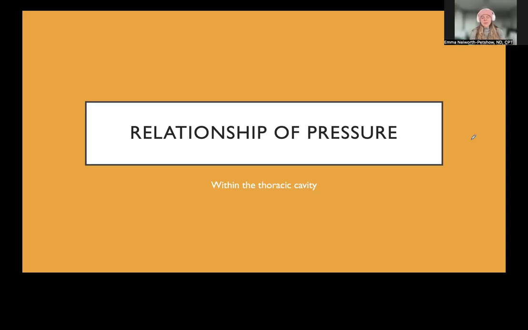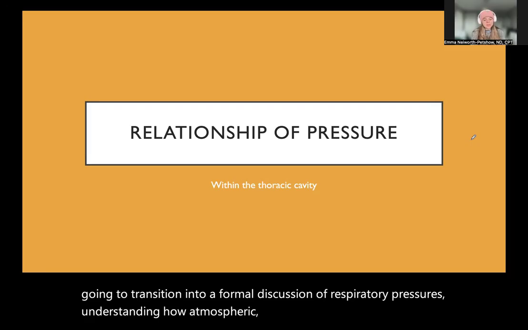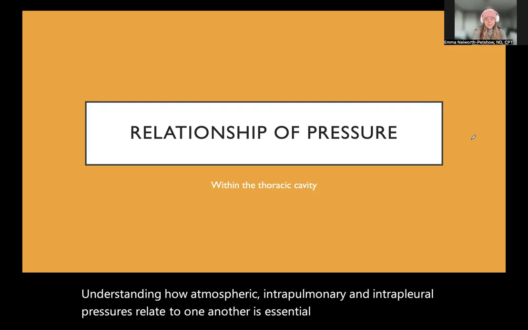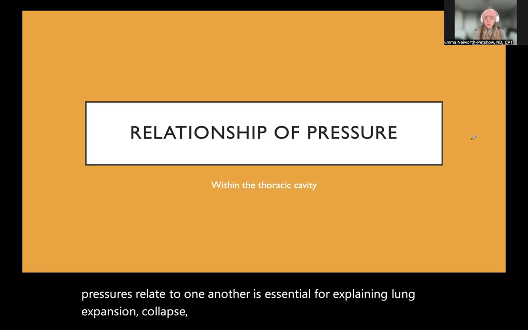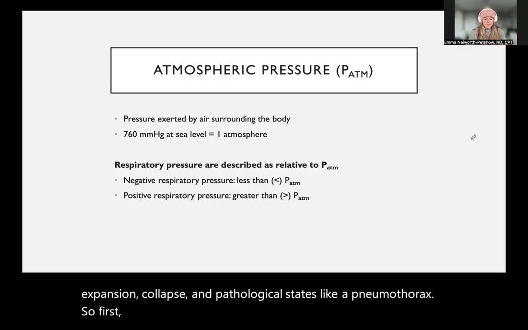Now that we've looked at some principles of ventilation, we're going to transition into a formal discussion of respiratory pressures. Understanding how atmospheric, intrapulmonary, and intrapleural pressures relate to one another is essential for explaining lung expansion, collapse, and pathological states like a pneumothorax. So first, what is atmospheric pressure?